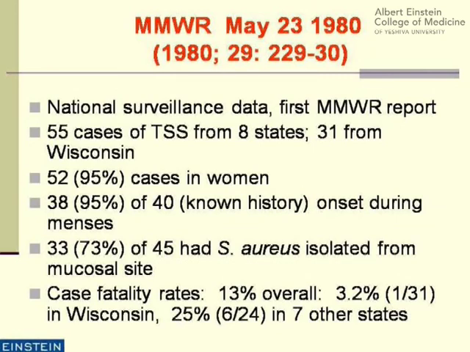95% of the cases were in women, 95% had onset during menses, 73% had Staph aureus, and the case fatality rate was 13%, which is huge. Previously healthy women all of a sudden just died from toxic shock syndrome for no reason at all. And these are young women, which makes it even more devastating. Apparently in other states, it's as high as a 25% fatality rate. The question is, what was going on? No one had a clue.